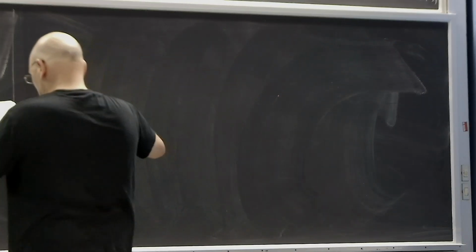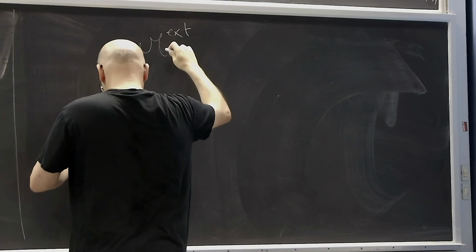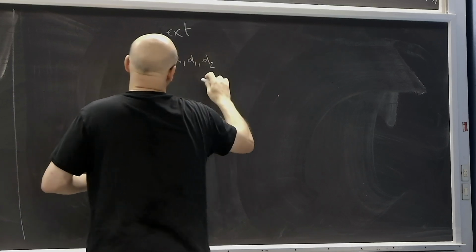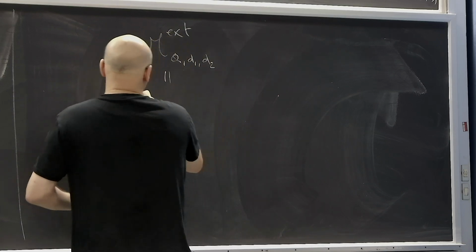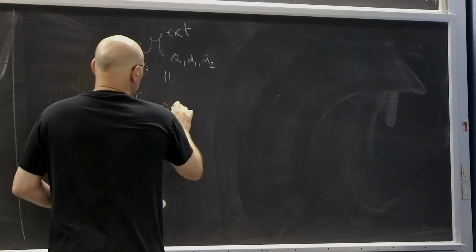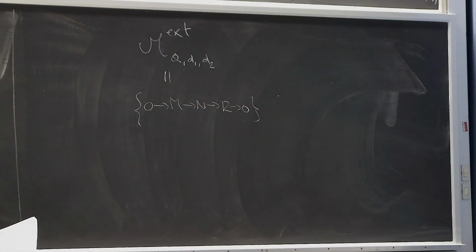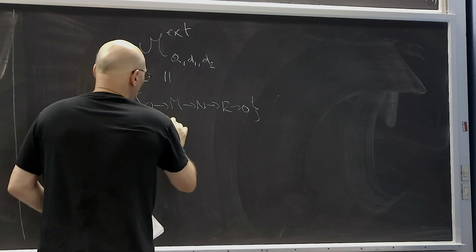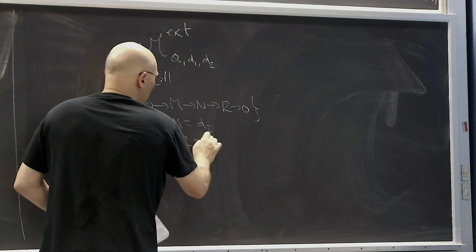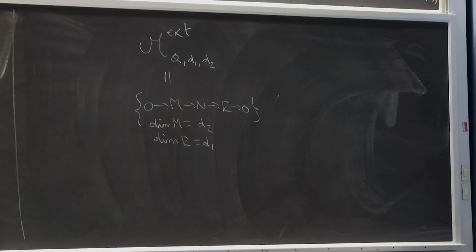You can look at the set of all, let me write it X, Q, D1, D2. Let me consider the groupoid of all short exact sequences, where I require that the dimension of M is D2, and the dimension of R is D1. And of course, the dimension of N is the sum of the two. So this is also a groupoid.